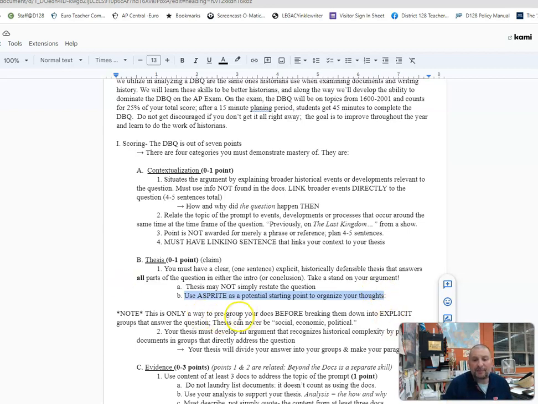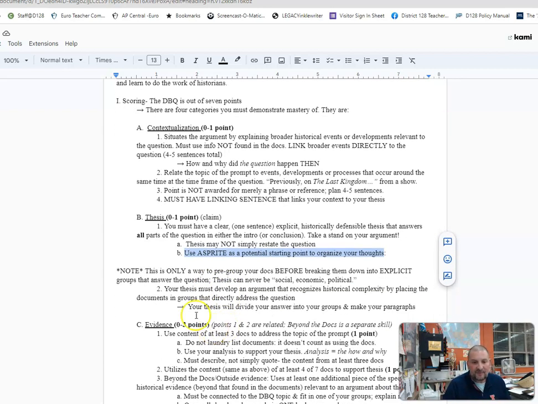This is only a way to pre-group your documents before breaking them down into ways that answer your question. You're just thinking, what is this document telling me in your first go-through? Your thesis can never be, there was social, political, and economic. That's not a thesis. Your thesis must develop an argument that recognizes historical complexity by placing the documents in groups that directly answer the question.